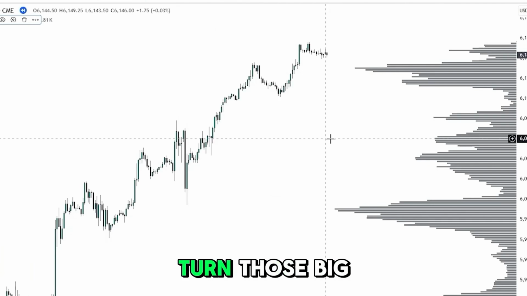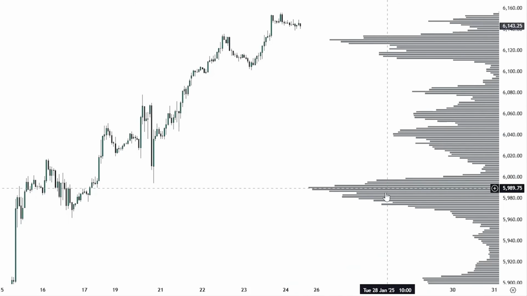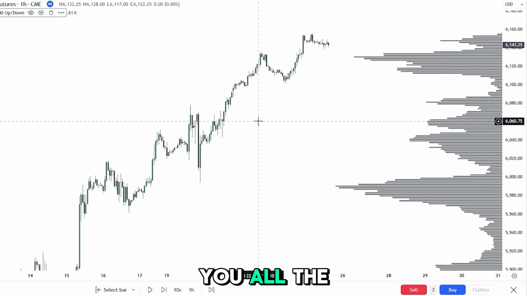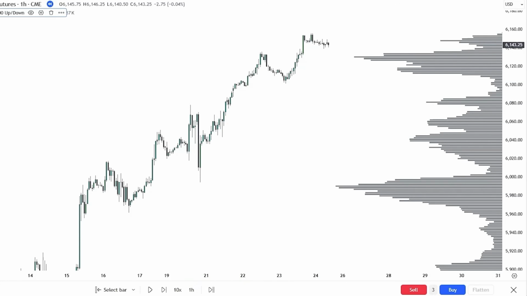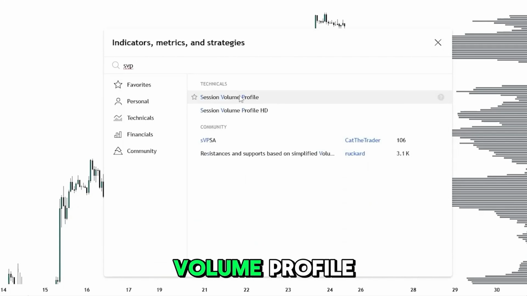What this is going to do is turn those big, bulky volume bars into much smaller ones, so that you can see and understand where the volume is much more accurately. This is going to appear on the right side of the chart, and it'll show you all the volume from what's visible on your screen. And now the second profile. We're going to use a second type of volume profile called the Session Volume Profile.